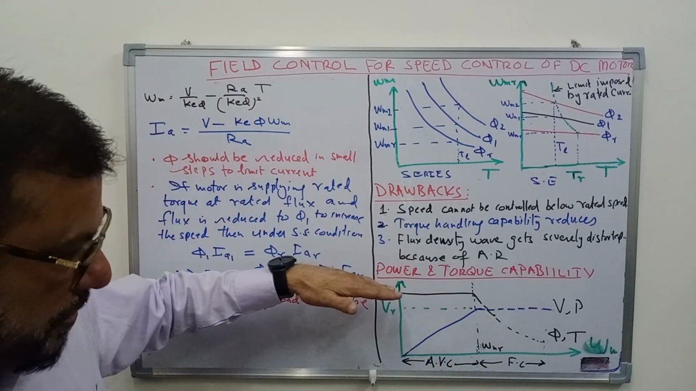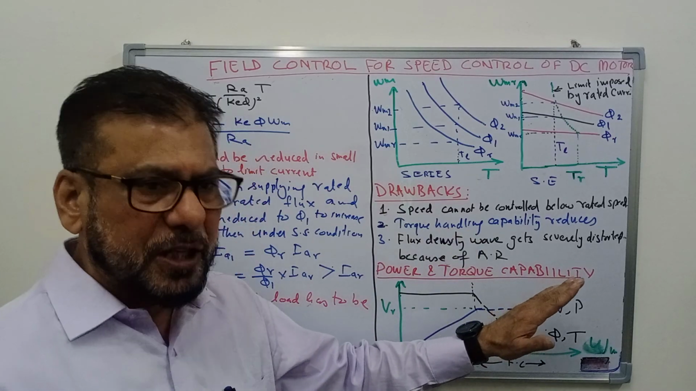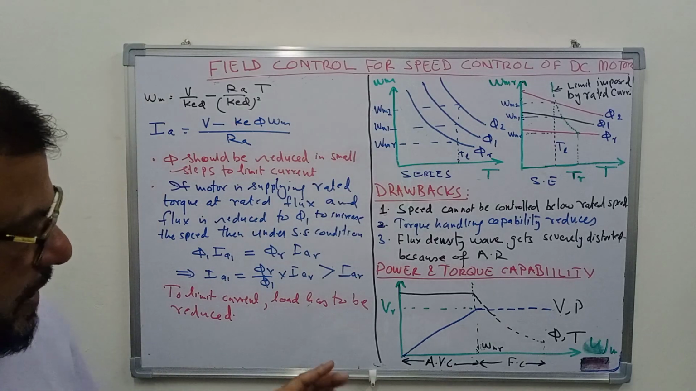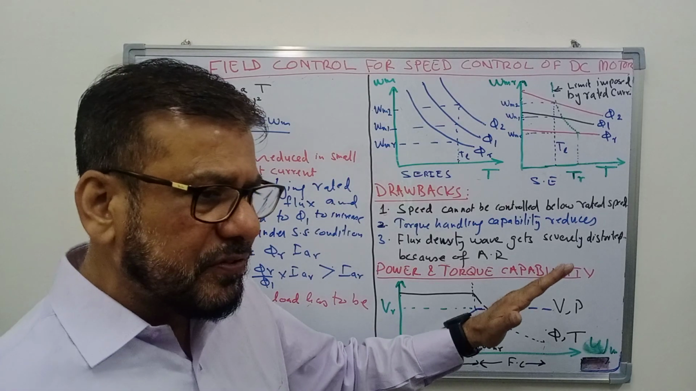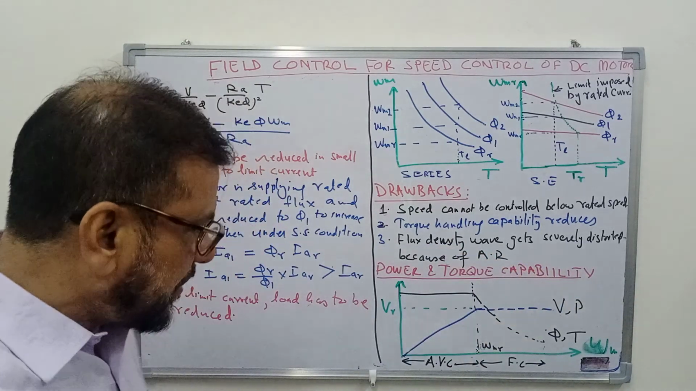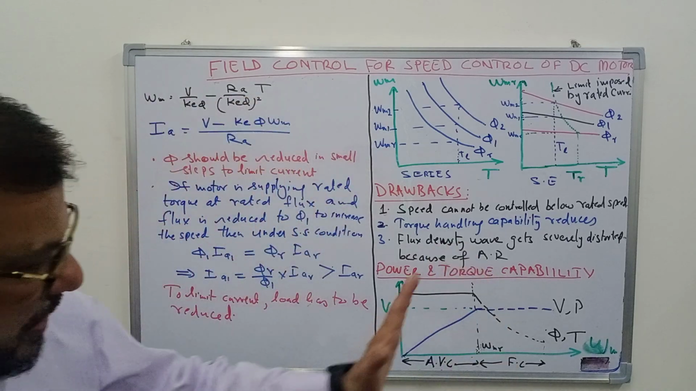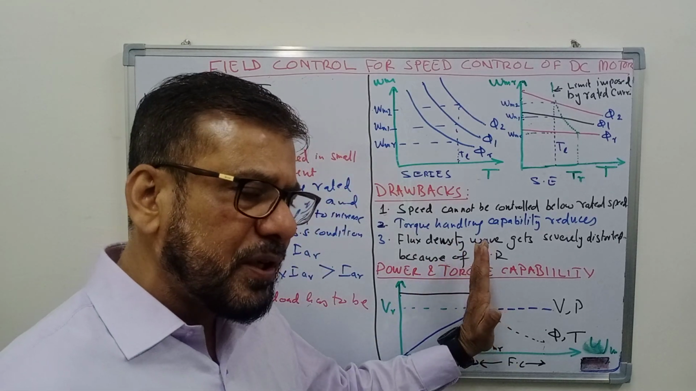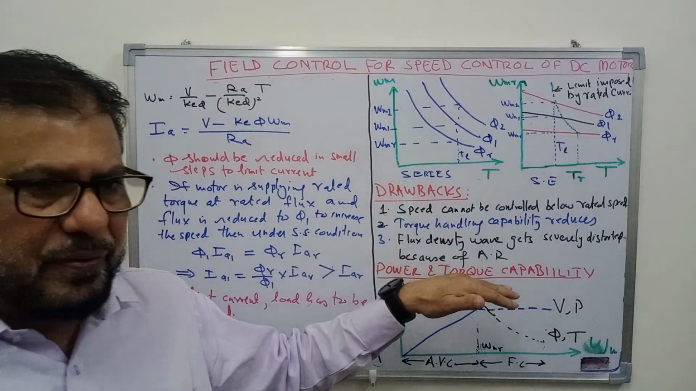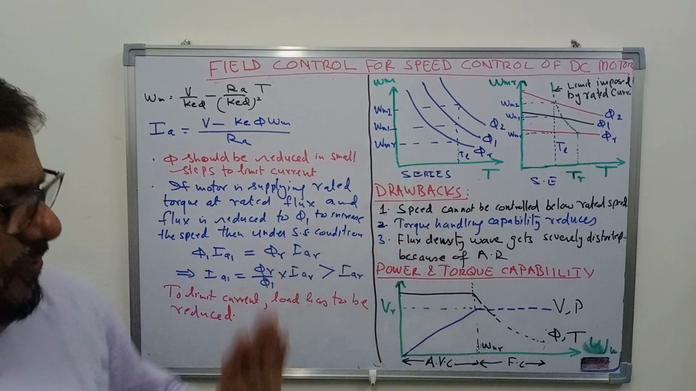So torque capability of the motor remains constant, while the power produced by the motor will increase. Power is equal to V into Ia. This means that the power produced by the motor will increase, but the torque produced by the motor will remain constant. So at this rate, the power increases and torque remains constant. If you are controlling the speed by armature voltage control, that drive you may call a constant torque drive. Power varies, but the torque remains constant.